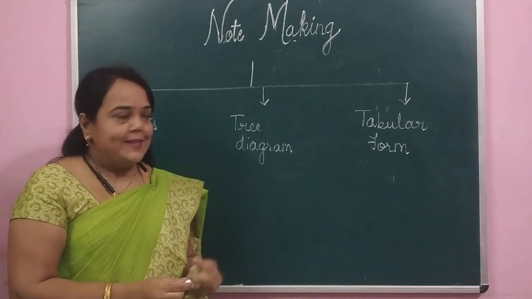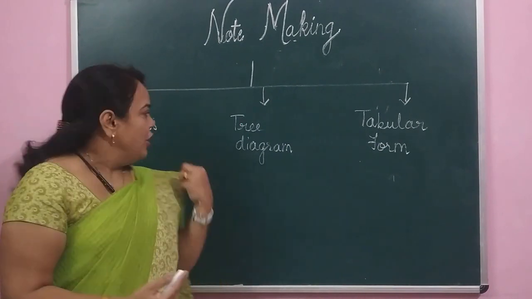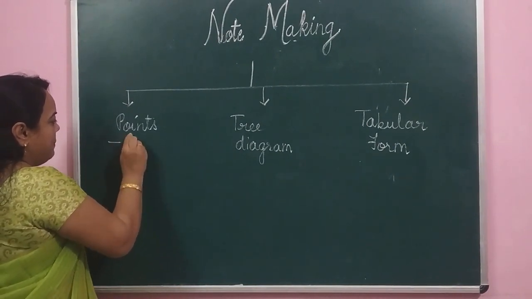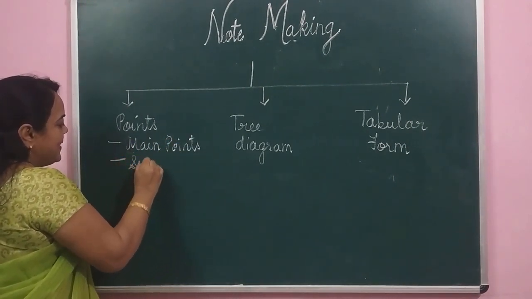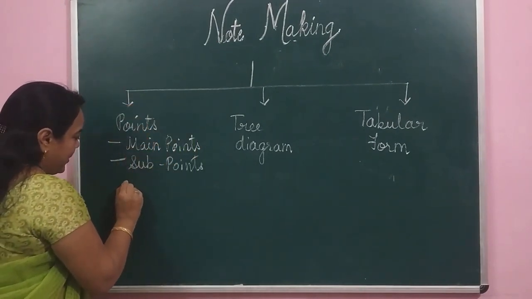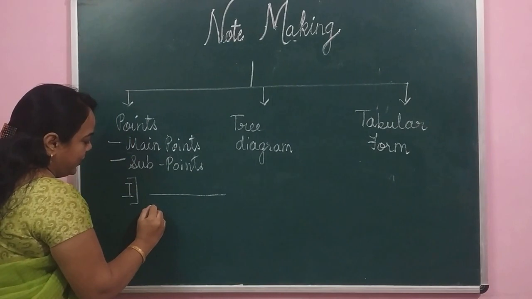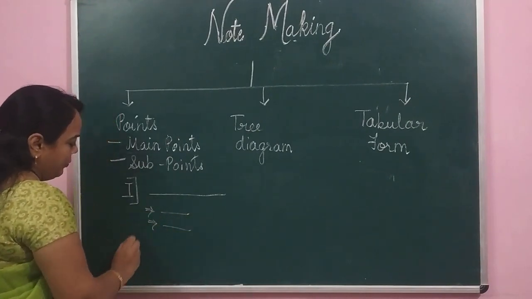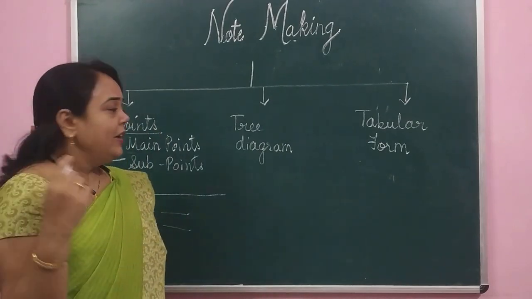Points and subpoints, tree diagram and tabular form. So how are you going to write down these things? What are points? You can divide your information into main points and subpoints. When you are dividing, you can use different ways, like I am using here. You can use bullet points, as you want. So when you are using points-wise, you are presenting the information.